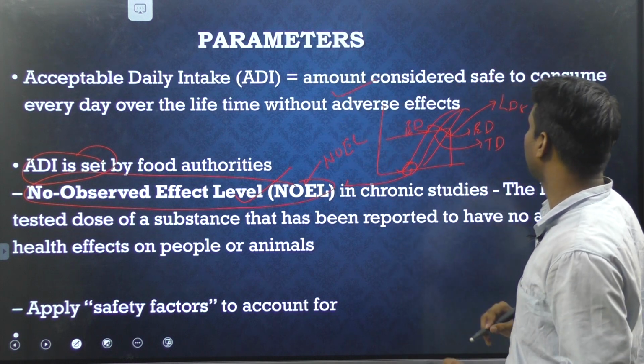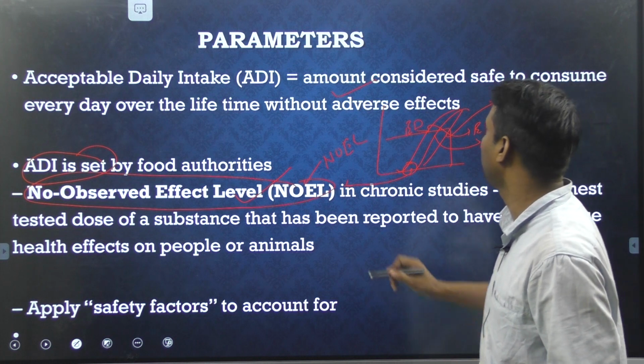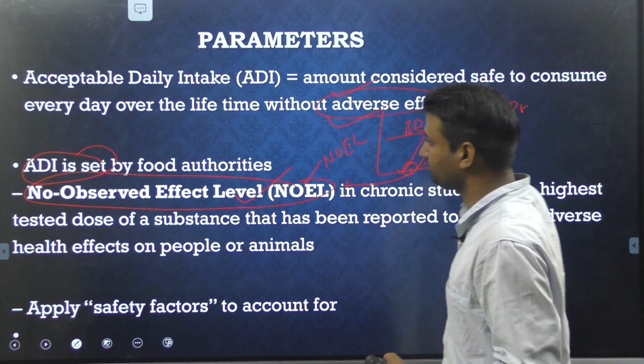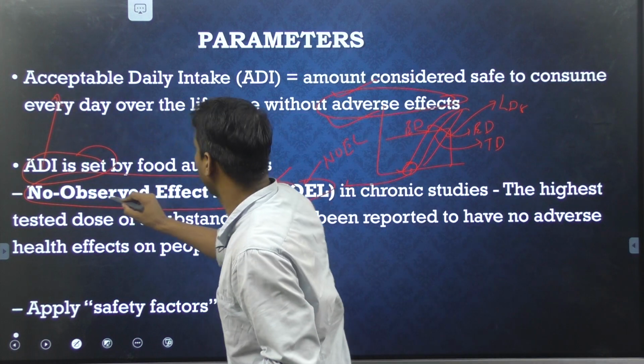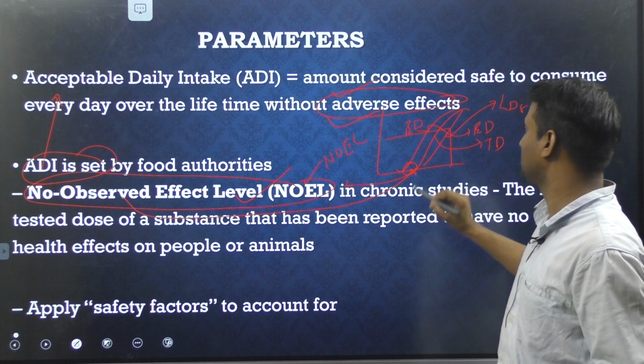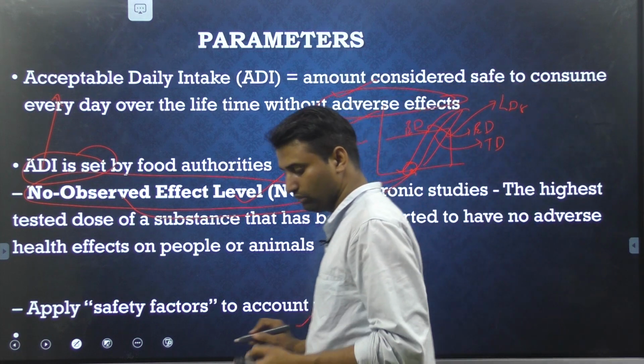So we have to know the ADI. ADI is the amount considered to be safe for consumption every day over a lifetime without adverse effect. So you have the definition of the ADI here, and the definition of the NOEL here. Then apply safety factors to account for this. So this is the thing.